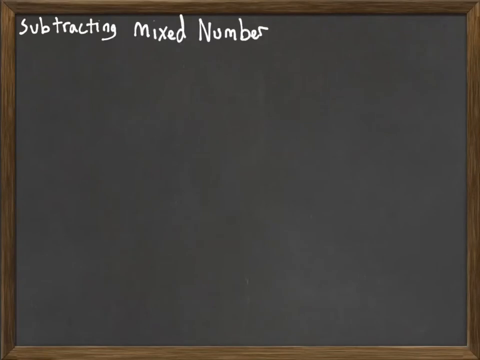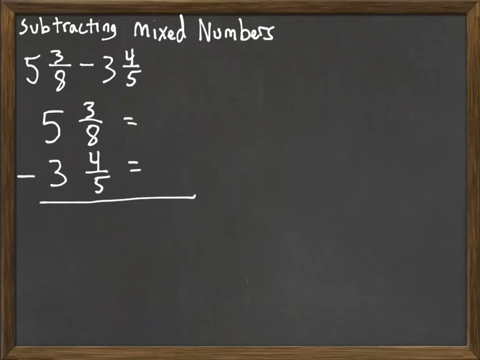The next example, we want to take a look at an example of subtracting mixed numbers. So my problem here is 5 and 3/8 minus 3 and 4/5. And so I went ahead and wrote these down vertically. 5 and 3/8 minus 3 and 4/5. Just like the last problem, we need to get a common denominator for 8 and 5, which will actually be 40. And then we can build our new numerators.